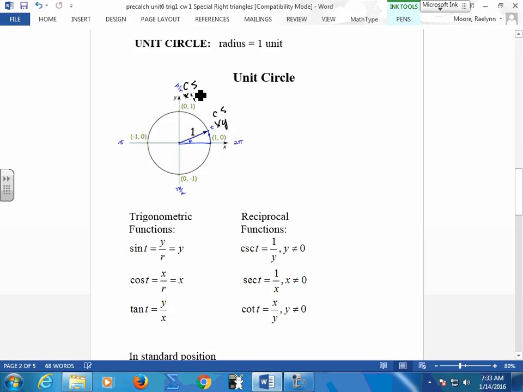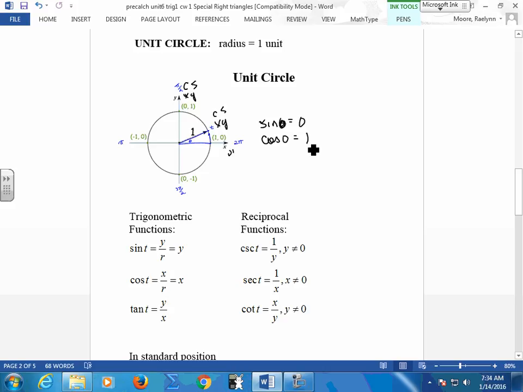So if we're looking for the sine of 0, or 2 pi, doesn't matter which one we look at. The sine is its y value. So the sine of 0 is 0. It's its y value. What is the cosine of 0? It's its x value, 1.